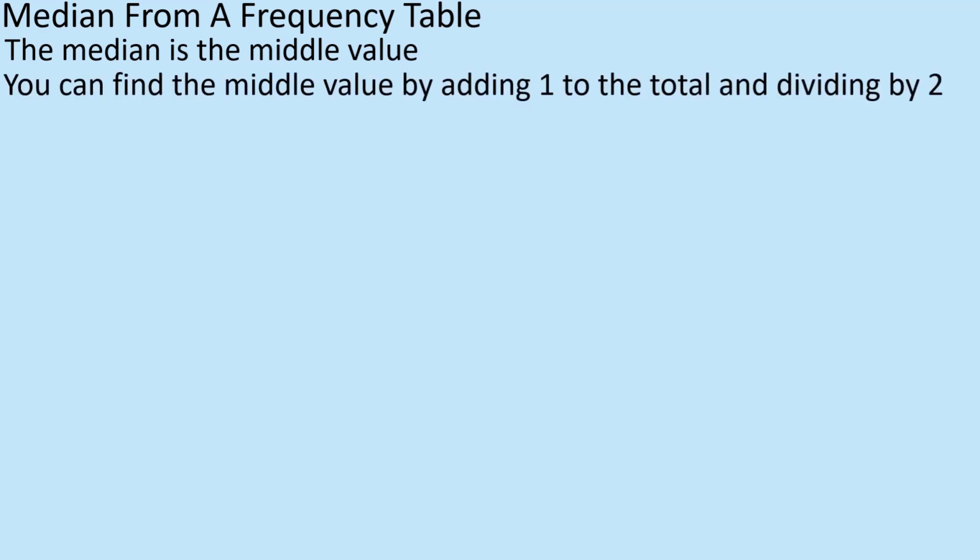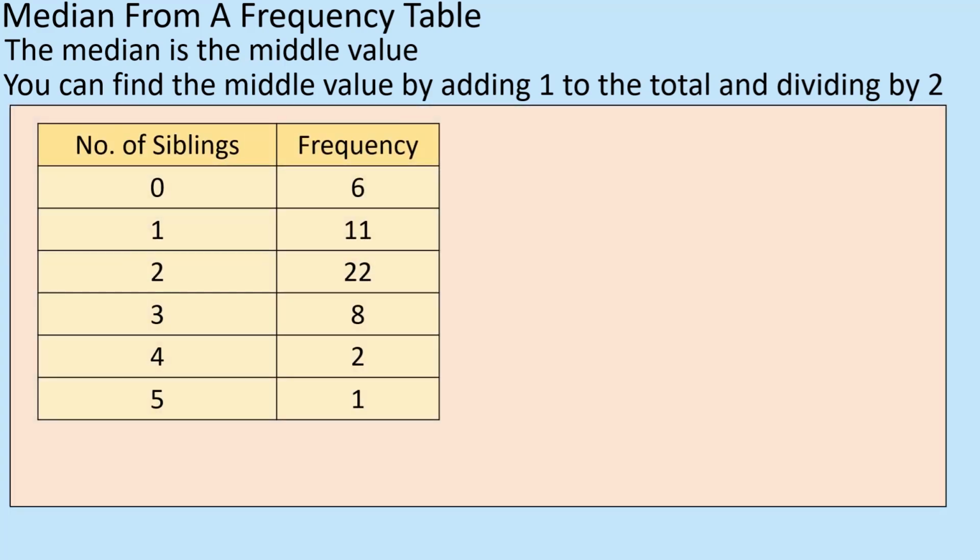Let's look at the median from a frequency table. So I'm going to get my table up in a second, but just to recap in terms of what median is. Well, median is the middle value. If I write all my values in order, it's the one that appears in the middle. So you can find the middle value by adding 1 to the total and dividing by 2, but we're probably not going to have to do that with this one, if I'm honest. You'll see what I mean in a second. Right, so a very, very similar table, it's the same as before, ultimately.